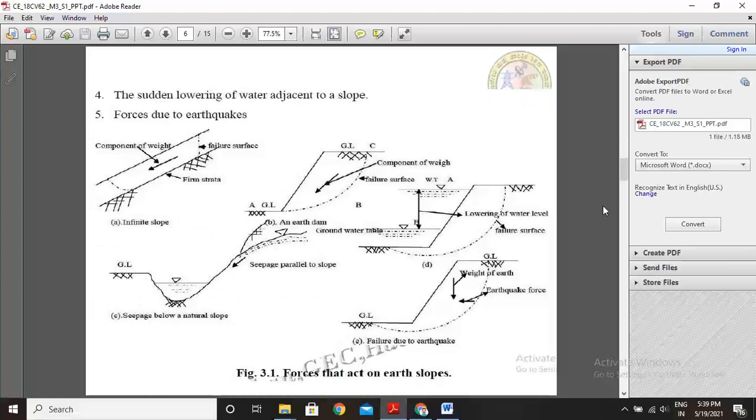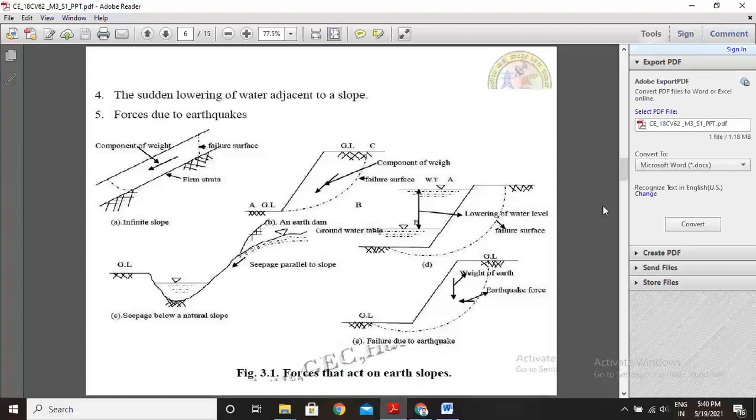Next cause is the sudden lowering of water adjacent to a slope. Due to the water table being lower, failure of the adjacent slopes takes place. Forces due to earthquakes: due to earthquakes also, slope failure takes place.